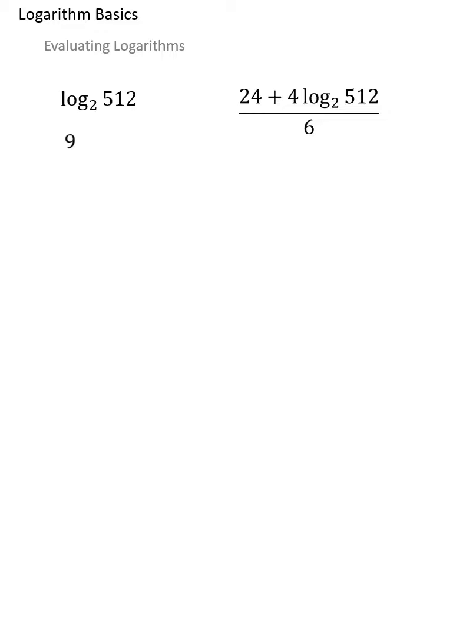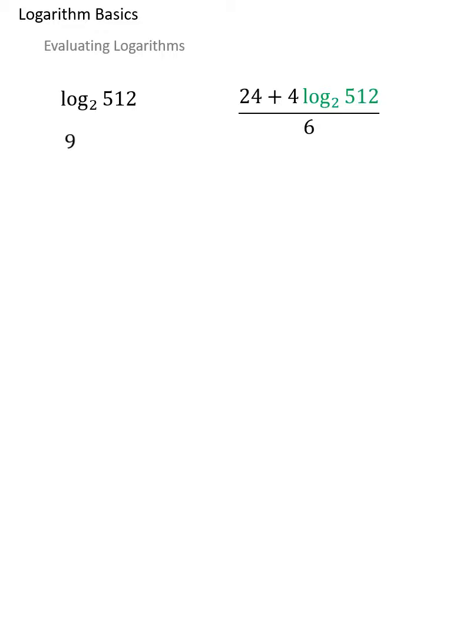Now, what have I got to do here? Notice I have a division, I have an addition, I have a multiplication, which is implied between the 4 and the logarithm, and I have a logarithm itself. So what does the order of operations say in this case? In other words, where do logarithms fit into the order of operations? Well, logarithms are functions. And functions are always simplified first in the order of operations.